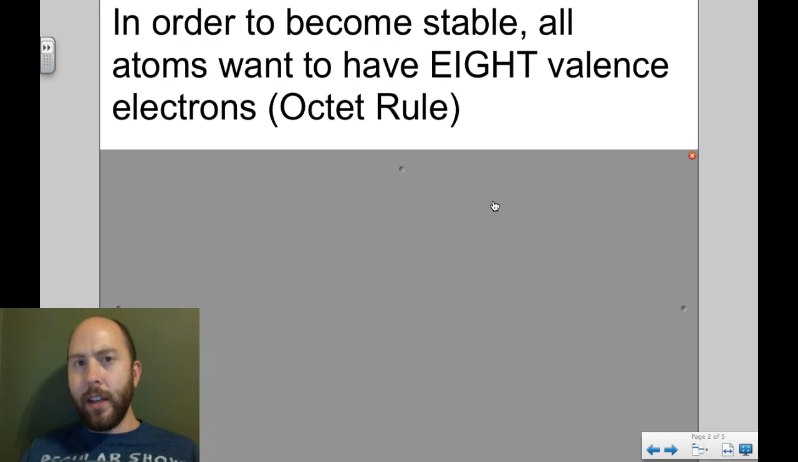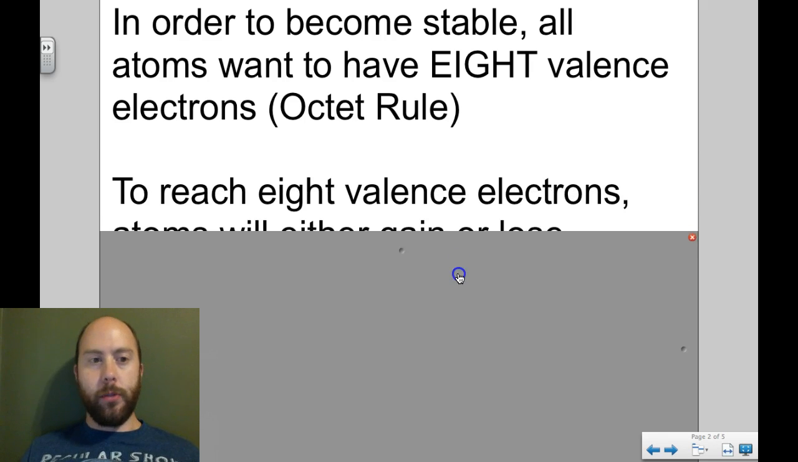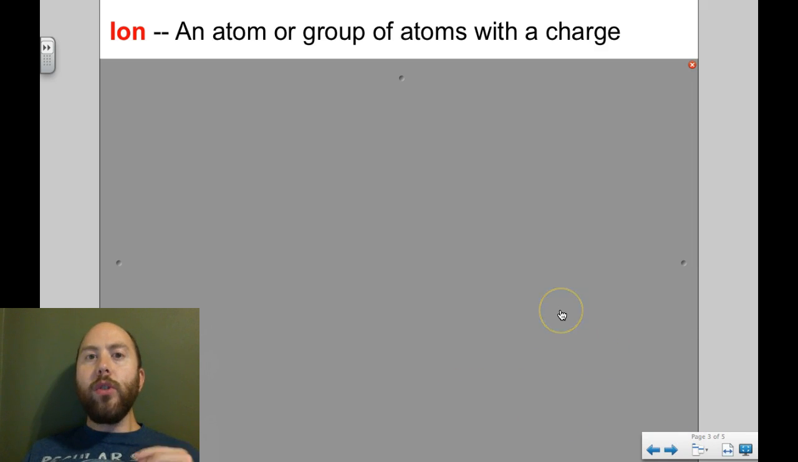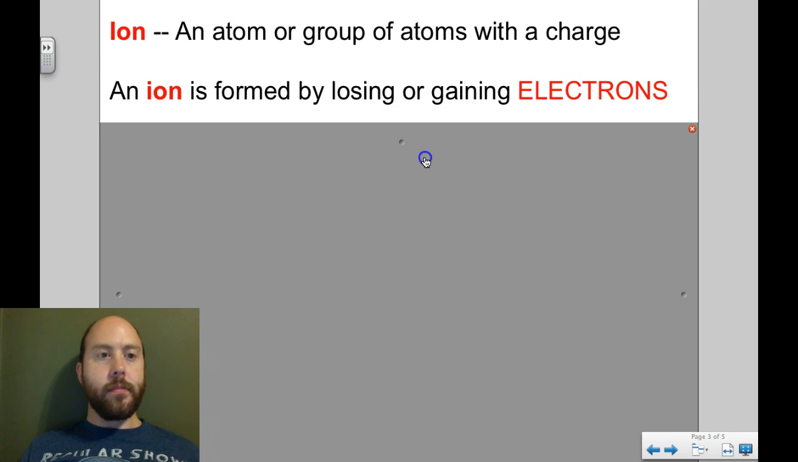But typically, for all the other elements, in order to become stable, they need 8 valence electrons, called the octet rule. In order to do this, you have to lose or gain electrons. Now, here's the thing though. When you lose or gain electrons, you become an ion. Basically, it's anything with a charge. It can be one atom with a charge or a group of atoms with a charge.